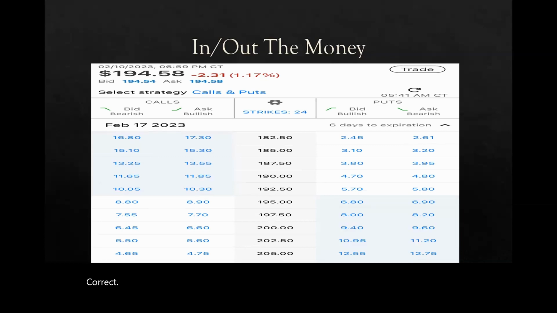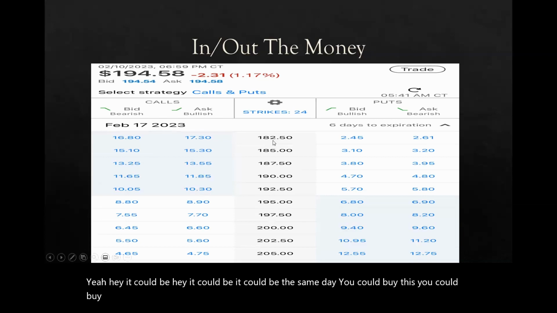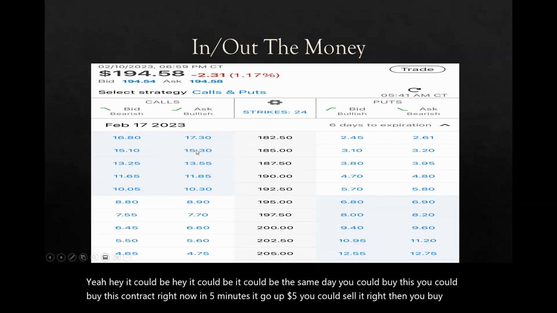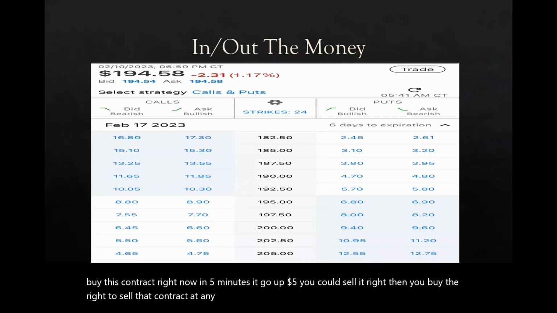So by whatever the price is around February 16th, we need to sell if you're making some money. Yeah, it could be the same day. You could buy this contract right now, and in 5 minutes it goes up $5, you can sell it right then. You have the right to sell that contract at any time, no matter if it goes up or down.